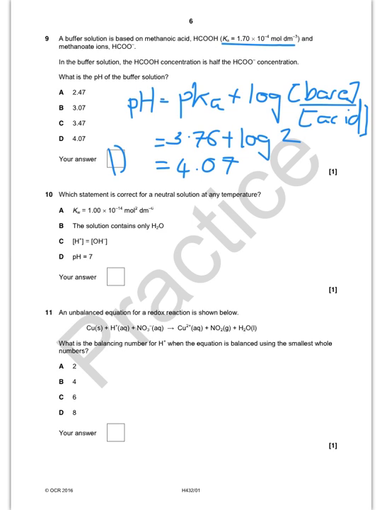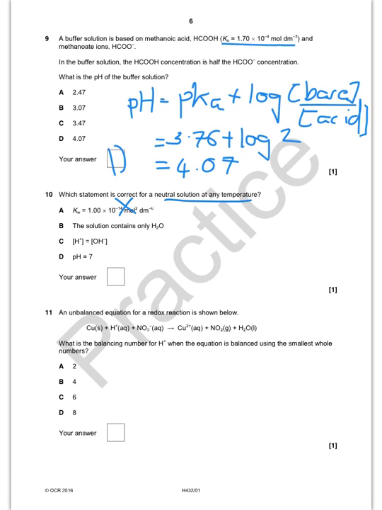Okay, so for the next one it's asking me about the following statements regarding a neutral solution at any temperature. Notice that's for any temperature. So Kw is only equal to 1 times 10 to the minus 14 at 25 degrees C. So that is not true at any temperature.